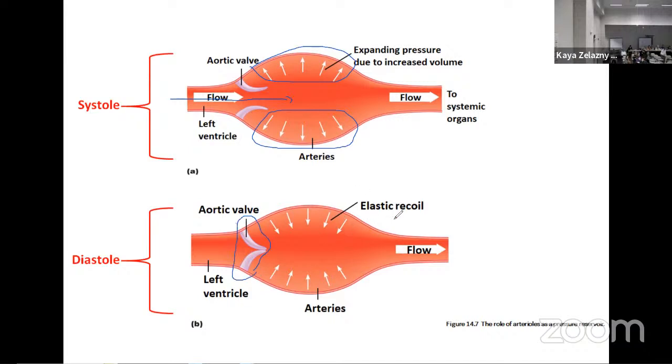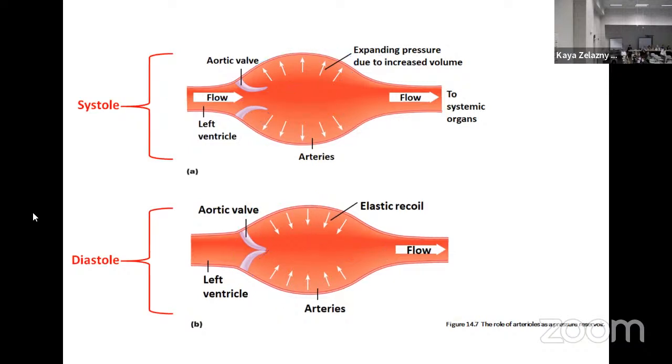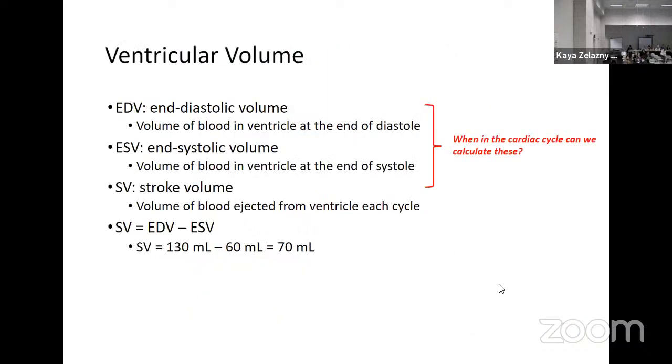What's happening now is that we have this elastic recoil. So that bulge is flattening back out, okay? And as we pull those walls back in, we maintain that flow out to the organs. As these walls are collapsing in, that extra blood and extra pressure is now moving forward, continuing into our systemic circuit.